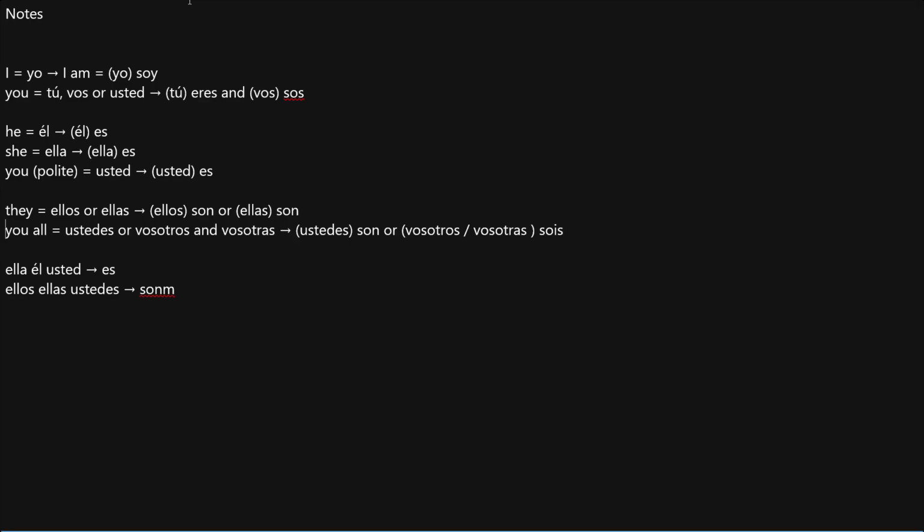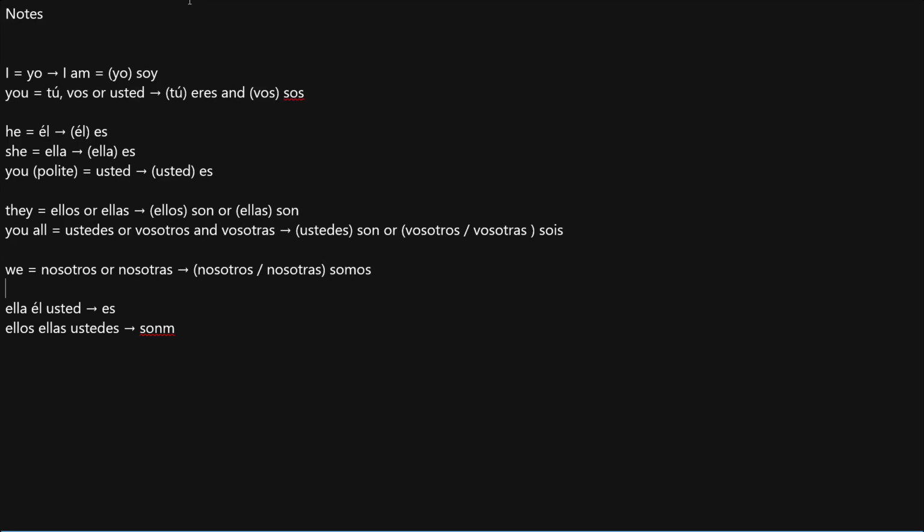verb conjugations. Okay, and finally we have we, which is nosotros or nosotras, and this will become nosotros, nosotras, somos. This works exactly the same as ellos and ellas. Nosotros could be a group of either just male entities, let's call it, but nosotras could be a mix of male and females, or just females.